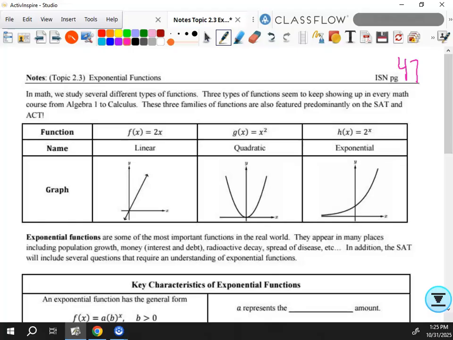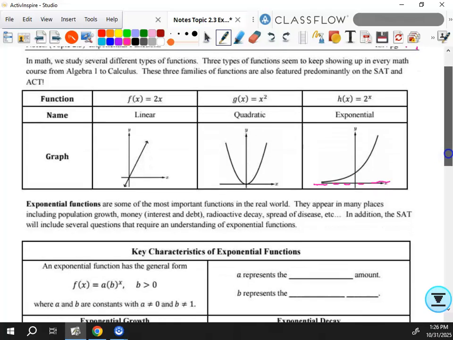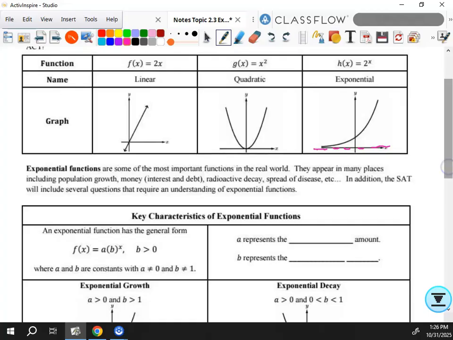What does the exponential graph have that the other two do not? Asymptote. Yes, very good. So it has an asymptote, right? So that's one of the obviously a lot of differences here.